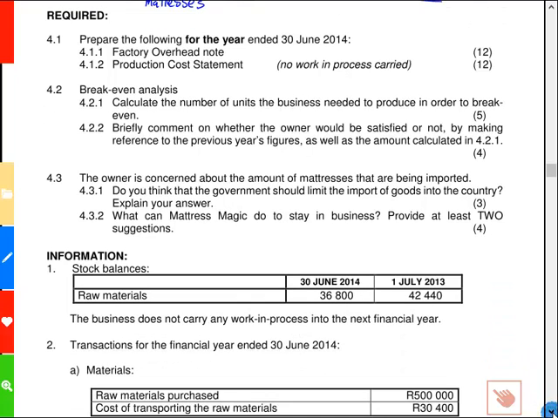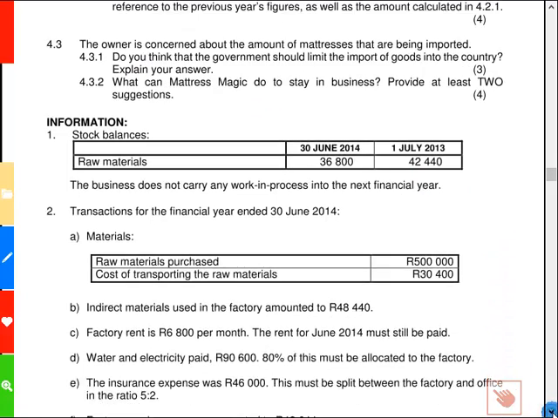And let's look at our required. We're asked to do the factory overhead notes and the production cost statement. Then there's a few questions on break-even analysis and 1 or 2 theory questions. And we've got our information.